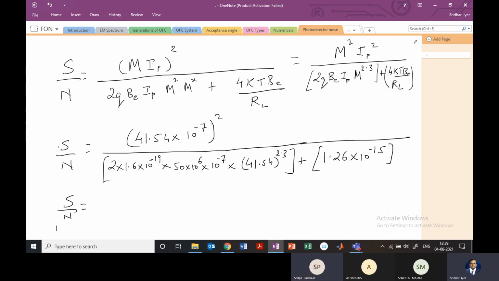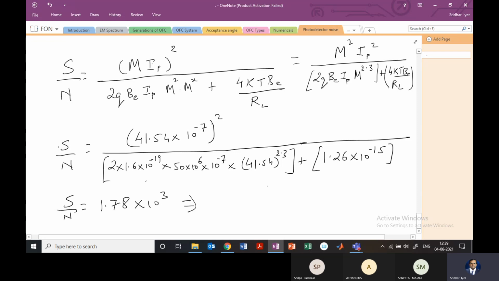So 1.77 into 10 raised to 3. Yeah, I also get around that one. I get 1.78 into 10 raised to 3. Yes, sir. Okay, so that is the signal to noise ratio, and this is in linear units.